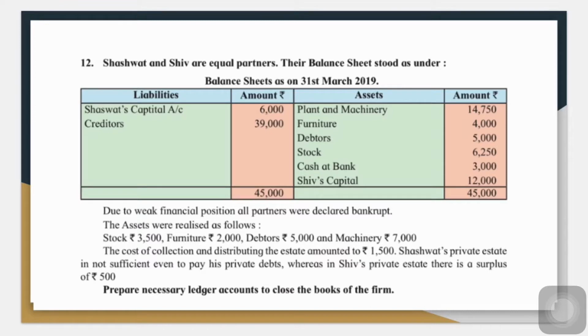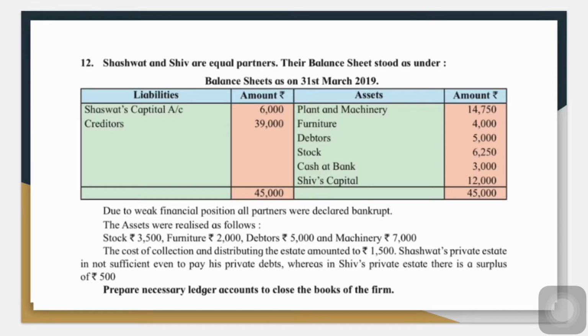Creditors account you have to make separately because both the partners are insolvent. Due to weak financial position, all partners were declared bankrupt. The assets were realized as stock, furniture, debtors, machinery, all the values are given to you. The cost of collection and distributing the estate amounted to rupees 1,500. So that is the realization expenses.